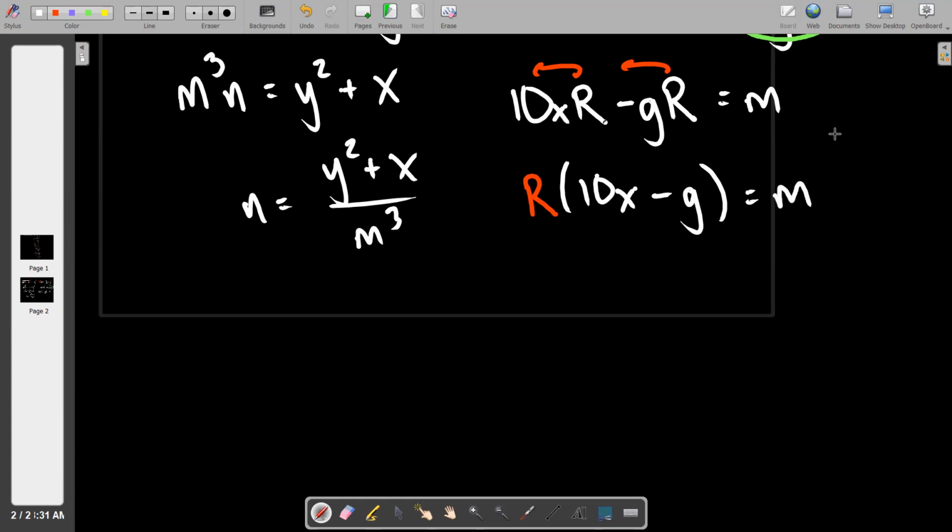Fourth verse, same as the first. Once you factor that out, you just divide by whatever's attached to it. So I'm going to divide by 10x minus g. And I'm done.